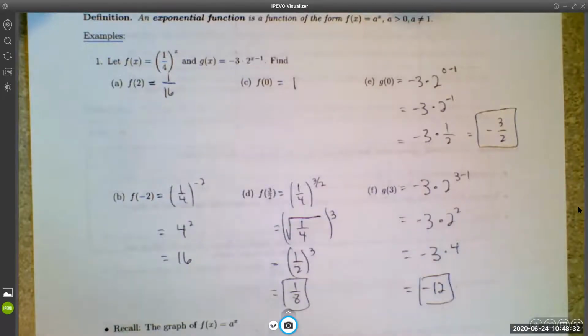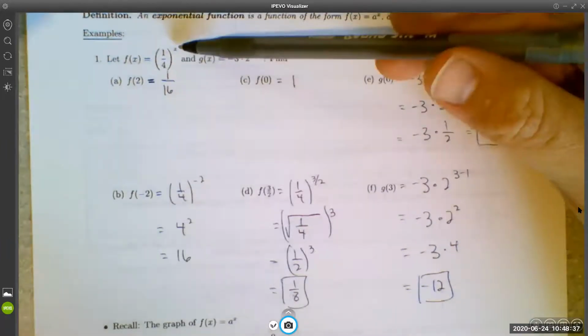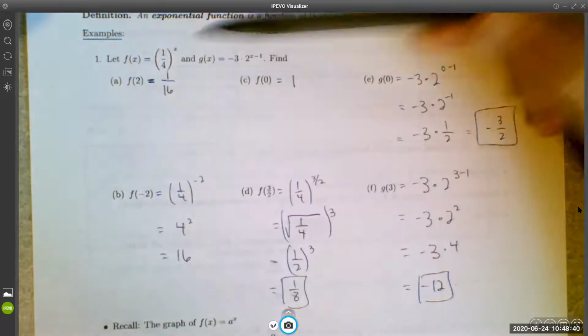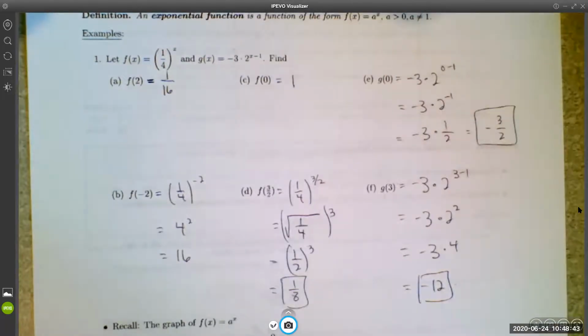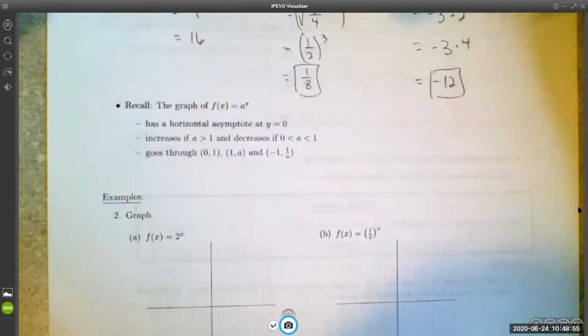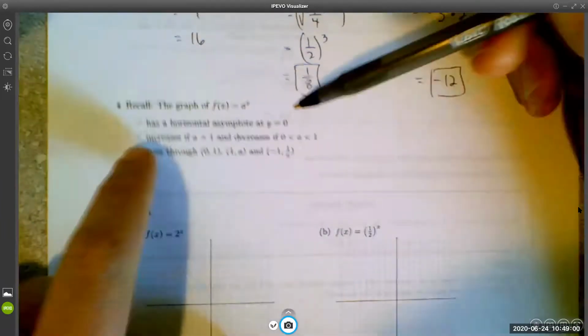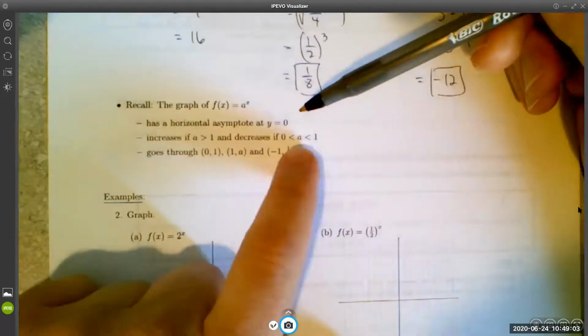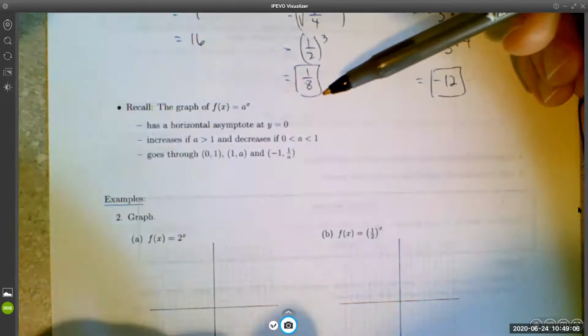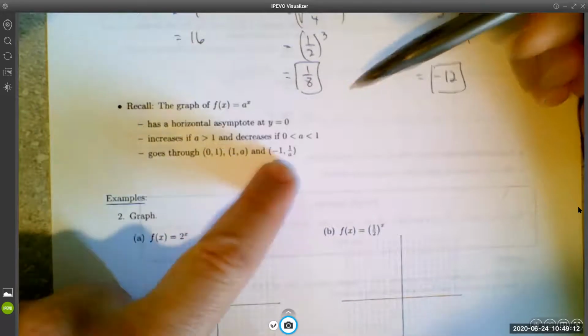Okay, so this is nothing new, really. We went over all of this kind of stuff when we talked about how to deal with exponents way back at the beginning of chapter 2. But let's talk about what these things would look like graphically. You may recall that the graph of f of x equals a to the x has a horizontal asymptote at y equals 0. It's increasing if a is greater than 1 and decreasing if a is between 0 and 1. And then the 3 points that I'd like you to transform are these, right? It goes through (0, 1), (1, a), and (-1, 1 over a).